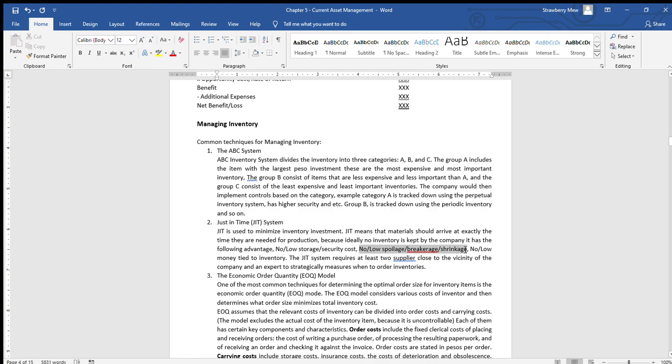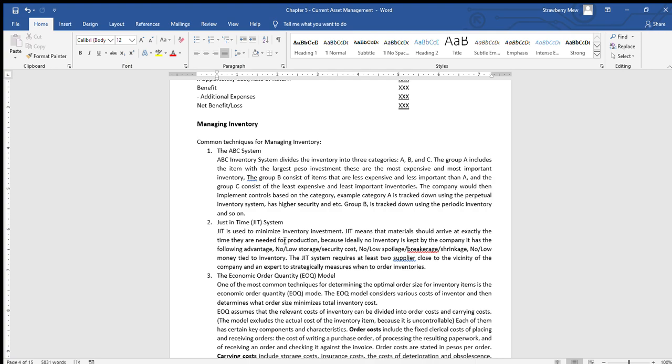Kasi nga, upon ordering, ginagamit natin agad-agad. So, there is no time for the materials to spoil, to break, or to shrink, right? And last, there should be no or low money tied to the inventory. Yung inventory meaning yung pagmamanage ng inventory. Okay, so yun yung just in time. Saka lang tayo mag-order kapag gagamitin na natin ang mga materials, right?